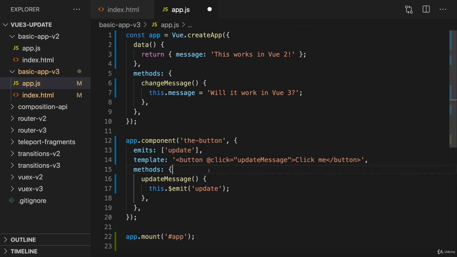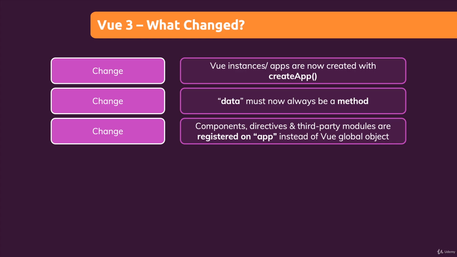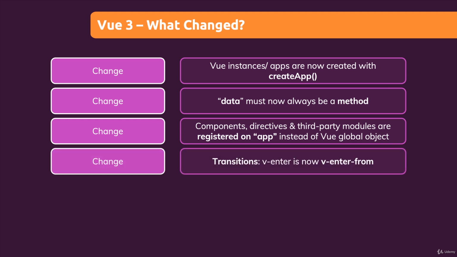It's technically not required, but it makes your component easier to understand. Now I can immediately see which custom event will be emitted somewhere in this component. It's a minor change, but also something to be aware of. And with that, we covered these first 3 changes you should know. Now the 4th change is related to transitions.